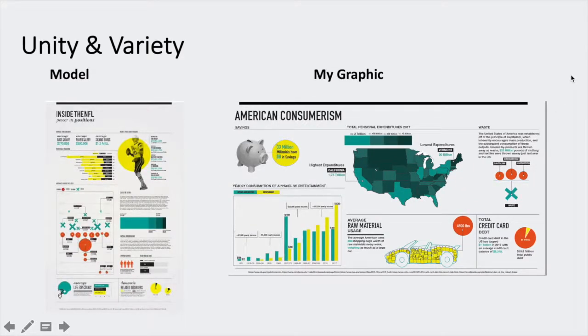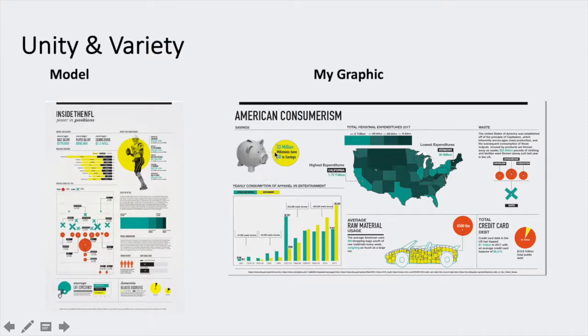In terms of comparing my model and its use of unity and variety to my graphic, there are a lot of similarities but also a couple of differences. As you can see, my model uses yellow and teal and orange to add a flow of unity throughout the graphic, with the yellow highlighting either numbers or objects, and the orange showing relationships. I'd say that that's similar to my graphic.